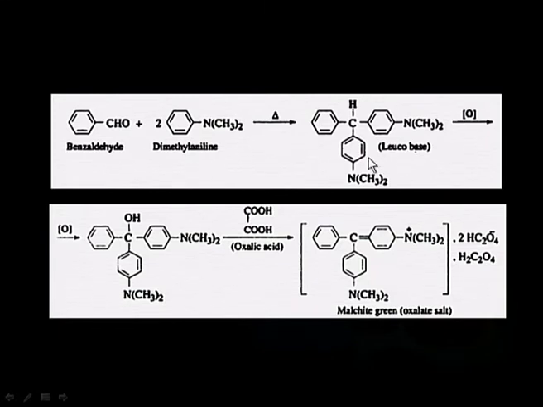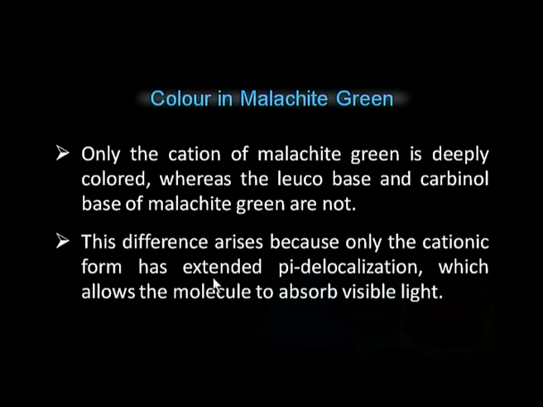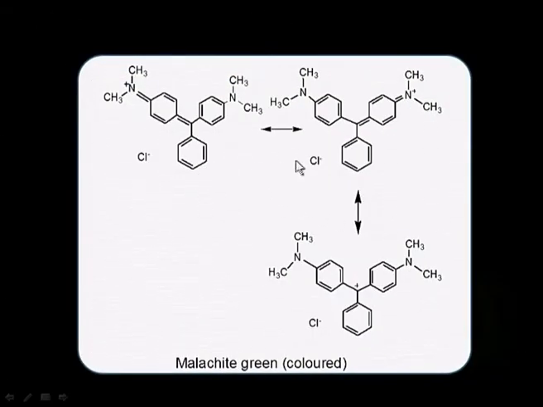There is formation of first leucobase, which upon oxidation forms carbonyl base, and this carbonyl base when treated with oxalic acid forms oxalate salt of this malachite green. Only the cation of malachite green is deeply colored, whereas the leucobase and carbonyl base of malachite green are not, and this difference arises because only the cationic form has extended pi delocalization, which allows the molecule to absorb visible light. Here you can see that we have various cationic forms of malachite green.